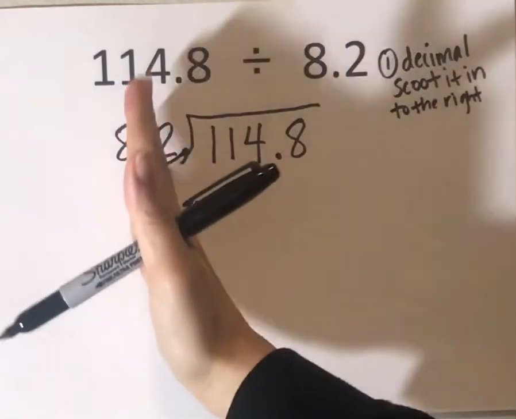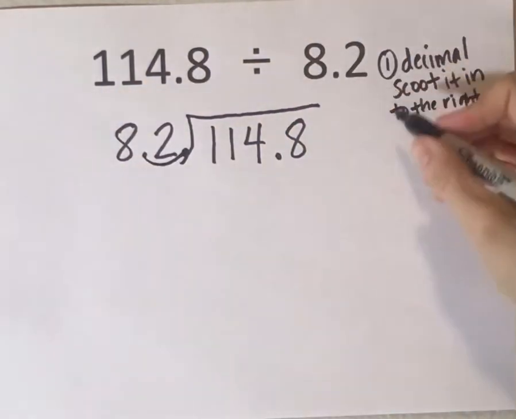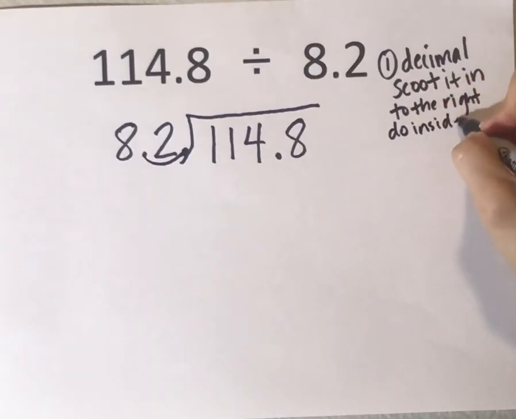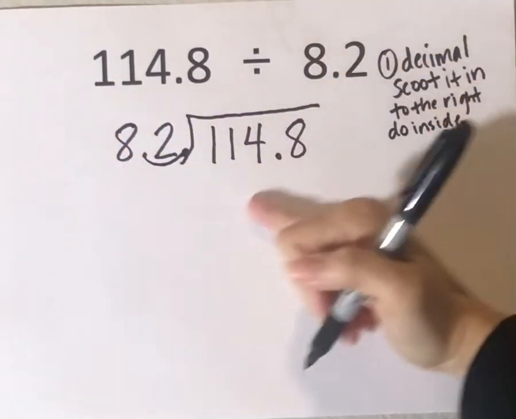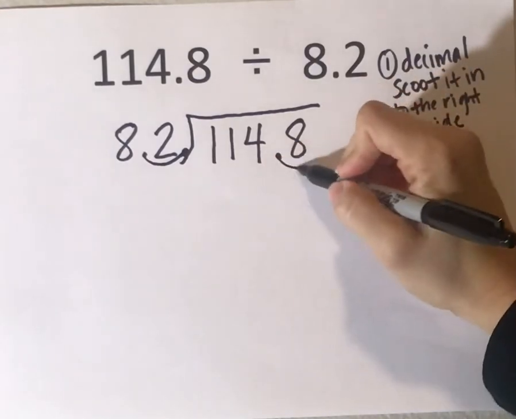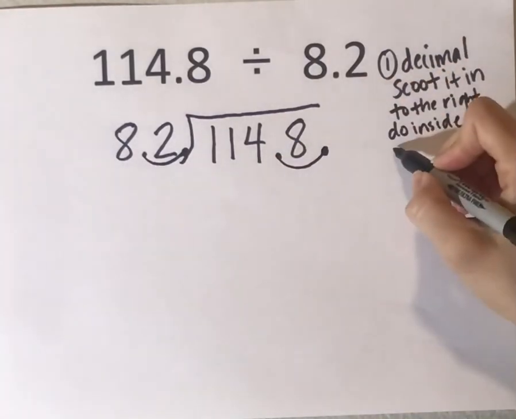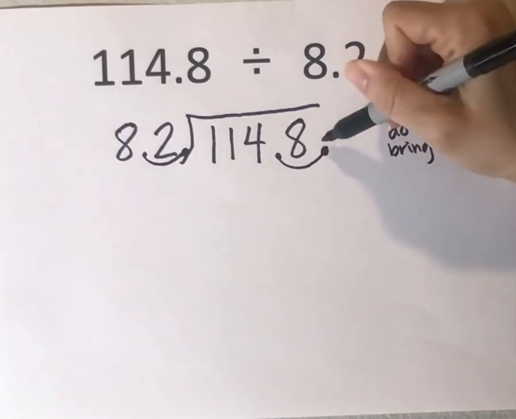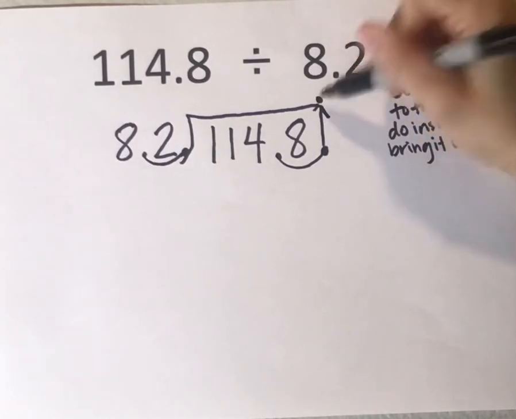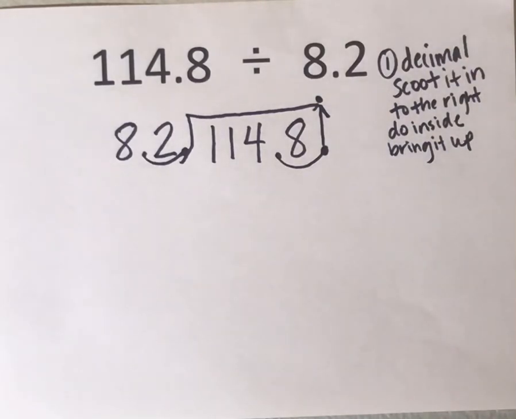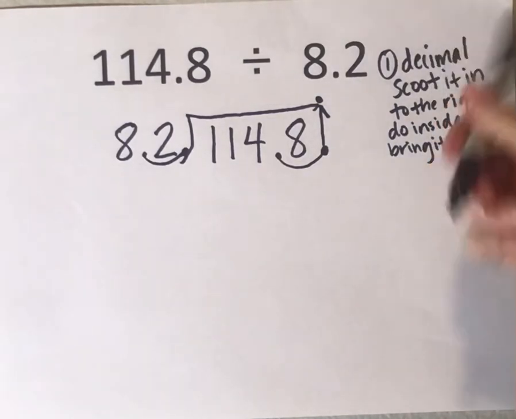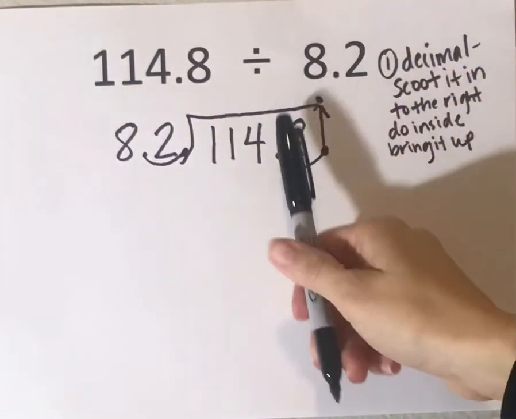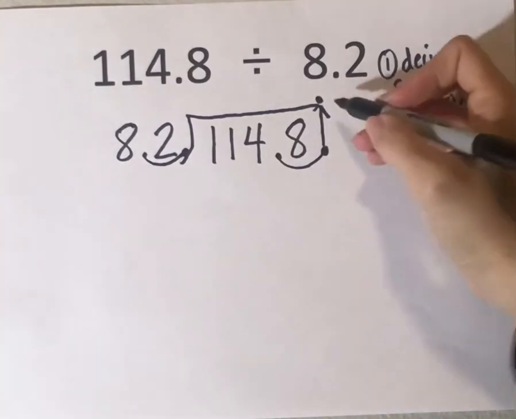But what I do to the outside, I have to also do to the inside. So we have to do what we do to the divisor, we also have to do to the dividend. So we're going to scoot that once too, and then we bring it up. So then that comes straight up to the top. So it kind of looks like that now. And now, since we dealt with the decimal, because that's the first step, and we scooted on the outside and we scooted on the inside and we brought it up, we can now divide.